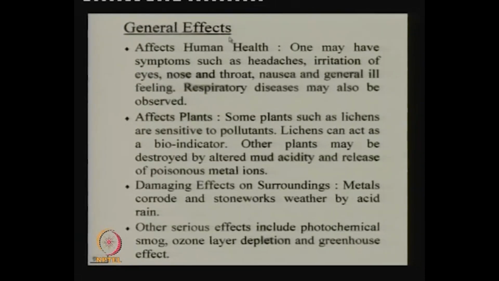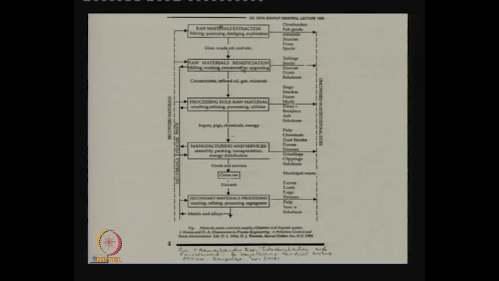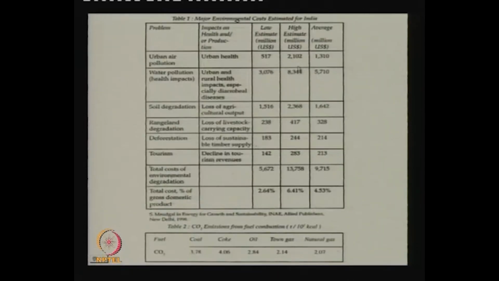I have talked about the general adverse effects on health because of pollution problems. Then this is important. I have shown that in all activities in metal extraction processes, starting from raw materials to secondary materials processing, we are generating all kinds of wastes, some of which are toxic, some are not toxic, but the total volume is very large. And when we are generating all this, we are creating an adverse impact on the society.